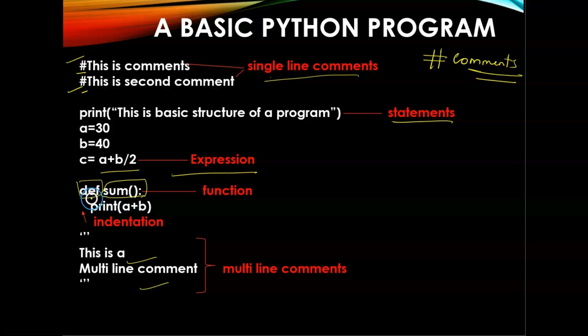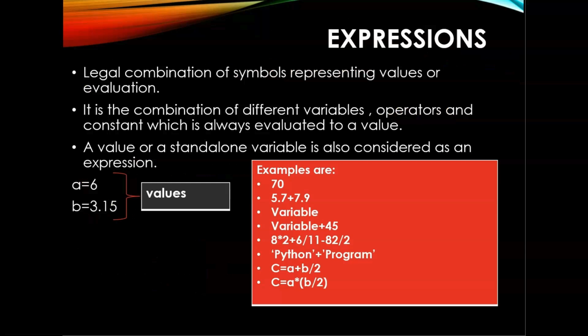So once we have written this def sum colon, under this function, this line is called the function header. The next line, which continues from this function header, should be indented. Indentation is the space left for the next lines. Indentation is very important in Python programming and other programming languages. You should follow the indentation rules, otherwise an error might occur. Then let us move on to the next slide.